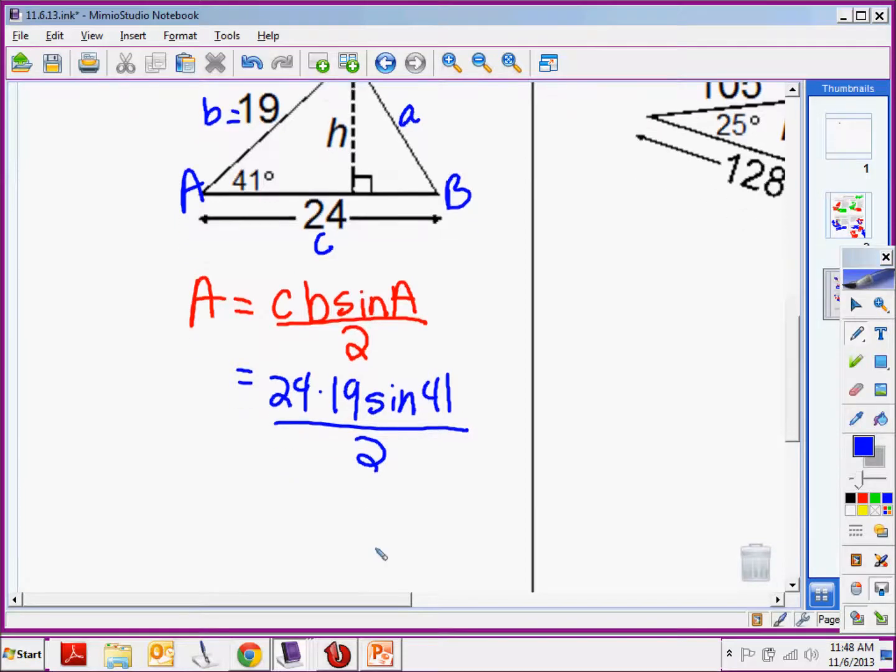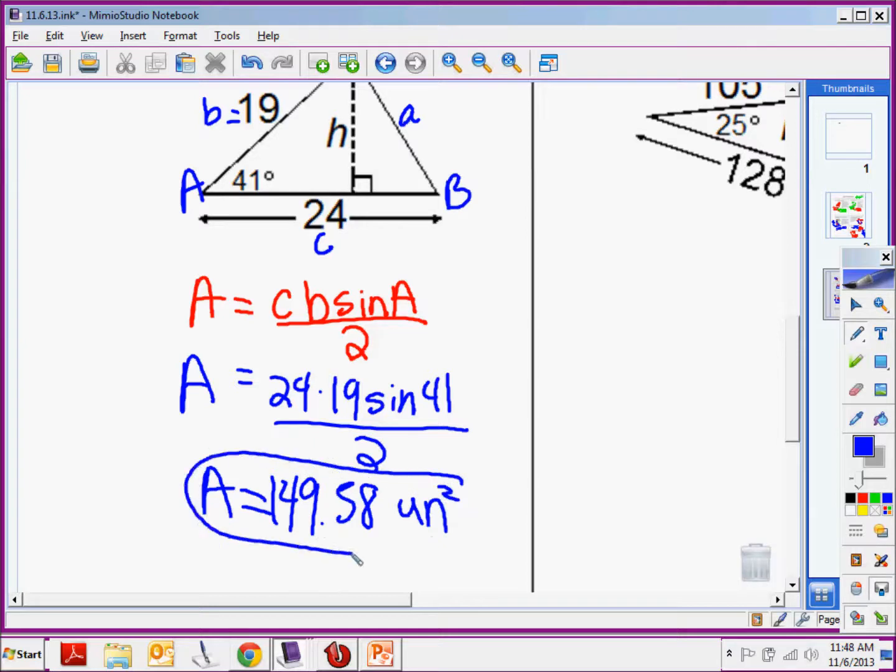And now I just do what? Plug it in. And I round to the nearest hundredth. And I'm going to get what? I think this is 149.58 and 5/8? Yes. Please practice the last two.